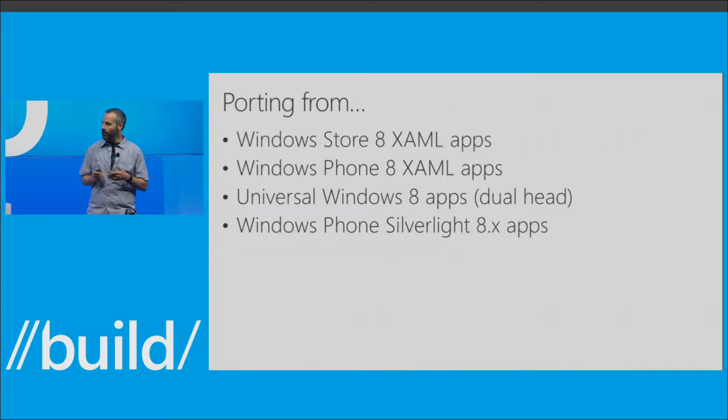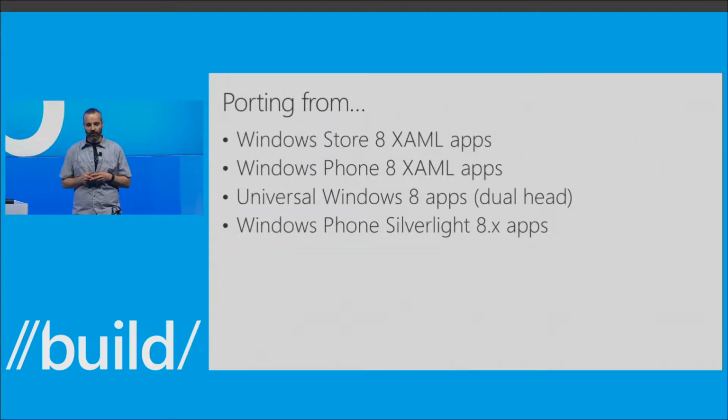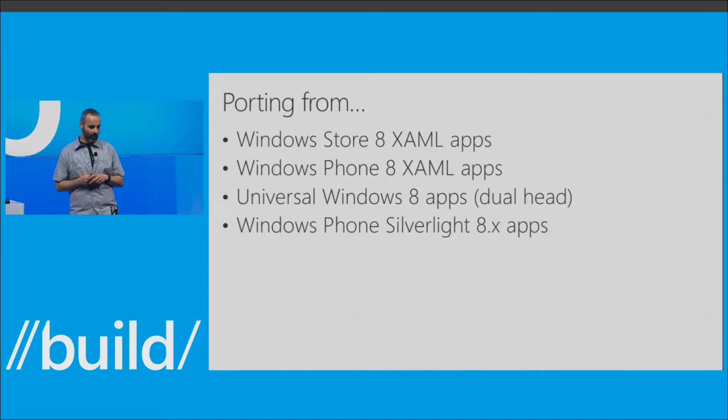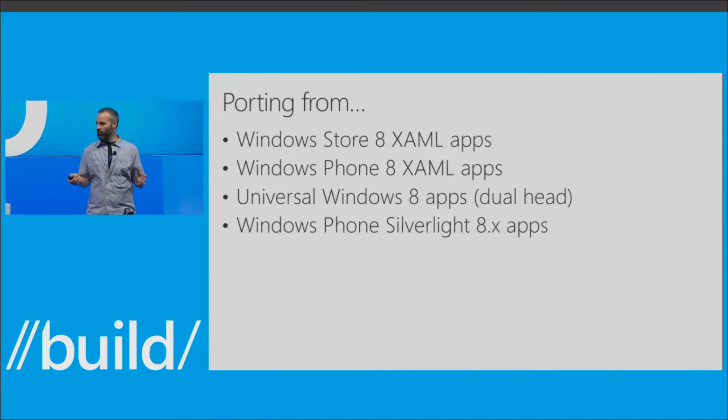All right. So again, this talk is mostly relevant if you're porting from a Windows Store 8 or 8.1 app, a Windows Phone 8.1 XAML app, or a universal Windows 8.1 app. Also, the Windows Phone Silverlight apps, not the desktop Silverlight plugin. So I won't be covering moving a Win32 app or WPF app, but maybe you'll get some strategies from this talk as well if that's what you need to do.